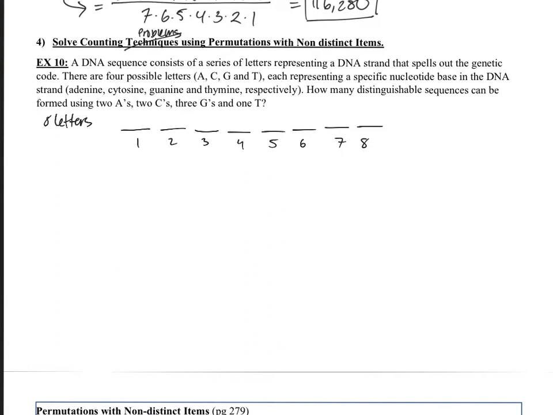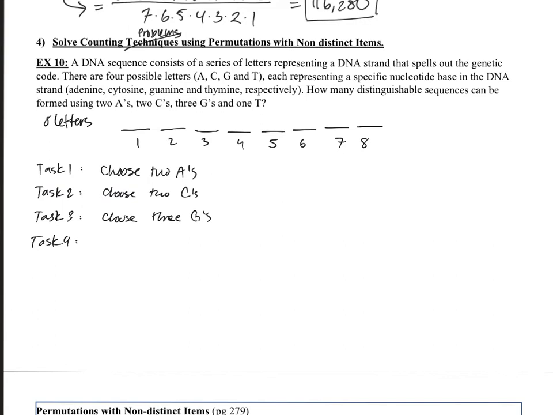Okay. So this process is going to consist of, let's see, how many different tasks? We need 1, 2, 3, 4 different tasks. So for task 1, we're choosing the position for the 2 A's. And then task 2, we're going to choose the 2 C's. And then task 3, we're going to choose the 3 G's. And lastly, task 4, we're going to choose the 1 T.